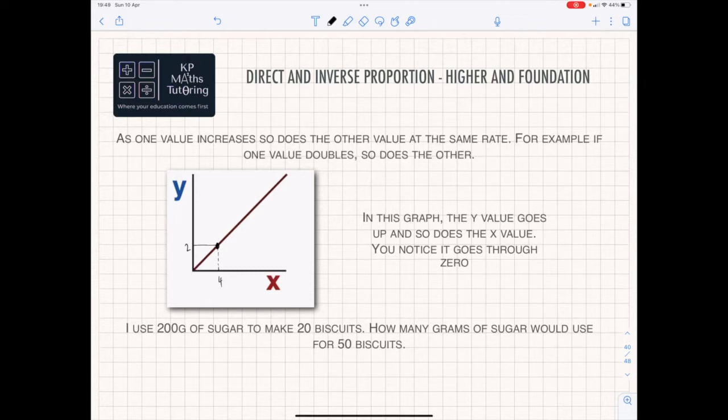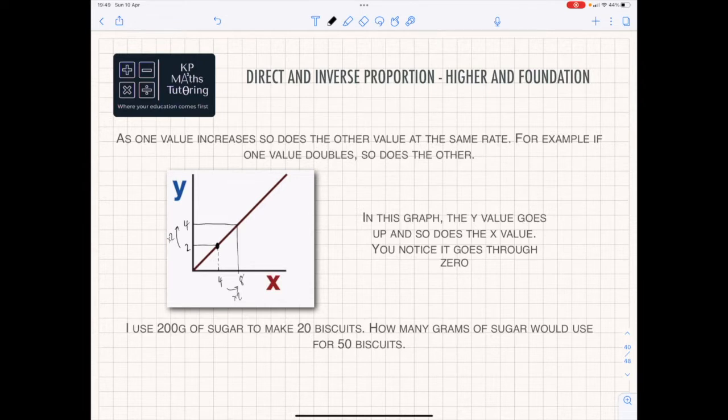Then what would happen is as we go across this line, as the y value gets to 4, so that doubles, then this also doubles. So this would become 8. So if one side doubles, the other side doubles. You're looking at scale factors there as well. So that's your first thing with direct proportions: as one value increases by a certain amount, the other value will increase by the same amount.